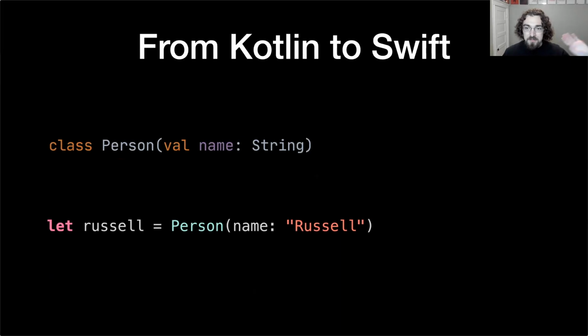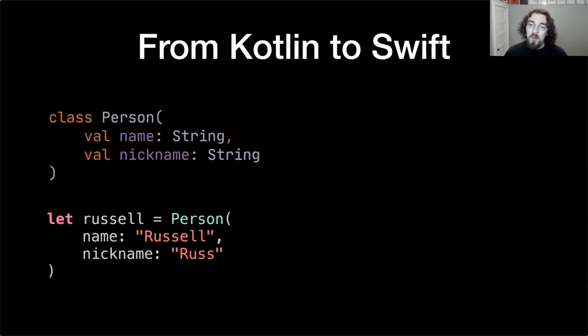So okay, that's enough staring at ugly Objective-C code. Let's just look at the Kotlin and Swift. So maybe we want to add another property to this class. We want to be able to have a nickname, so we can add that to the definition in Kotlin, pass it in iOS.